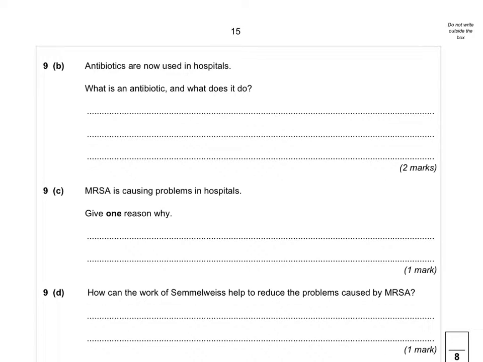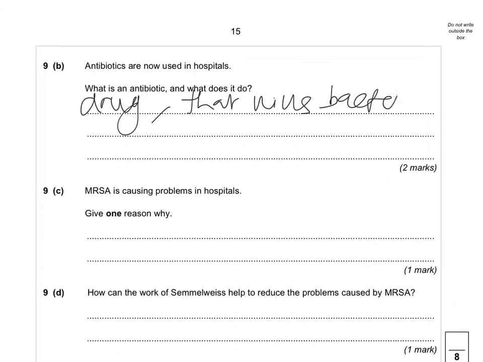Okay, 9b, antibiotics are now used in hospitals. What is an antibiotic and what does it do? Well, basically an antibiotic is a drug, for 1 mark. Second mark, that kills bacteria. You have to say here that it's bacteria that antibiotics kill. You can't say viruses because the viruses are not affected by antibiotics.